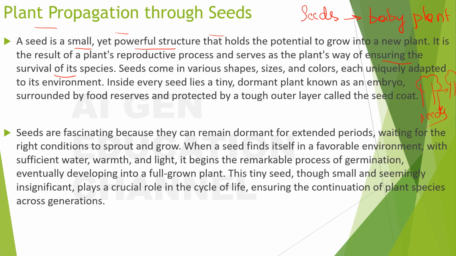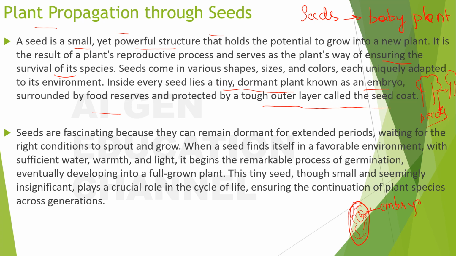Seeds come in various shapes, sizes and colors, each uniquely adapted to its environment. Inside every seed lies a tiny dormant plant known as the embryo, surrounded by food reserves and protected by a tough outer layer called the seed coat. So now this is all about the seed. What happens in the seed? You will find a tiny dormant plant that just rests. It's not doing any work. That tiny dormant plant is called an embryo. And it is surrounded by food everywhere.